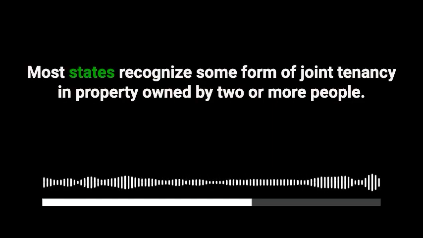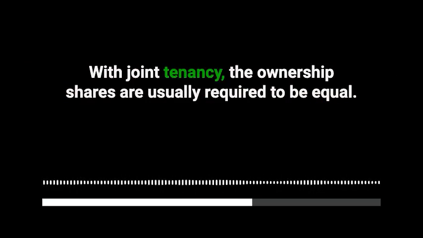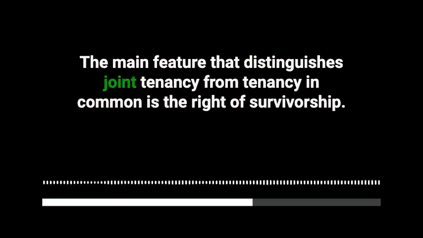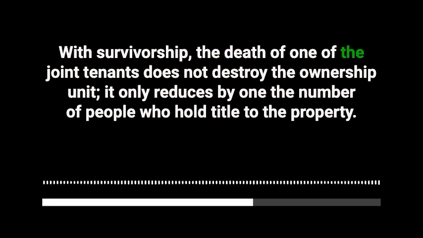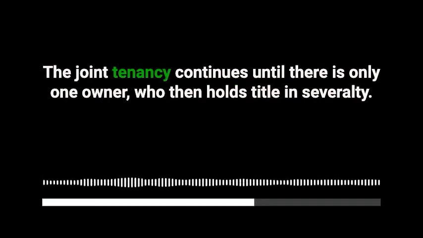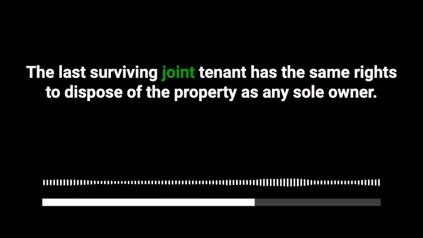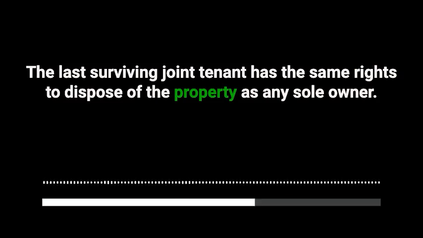Joint tenancy. Most states recognize some form of joint tenancy in property owned by two or more people. With joint tenancy, the ownership shares are usually required to be equal. A main feature that distinguishes joint tenancy from tenancy in common is the right of survivorship. With survivorship, the death of one of the joint tenants does not destroy the ownership unit. It only reduces by one the number of people who hold title to the property. As each successive joint tenant dies, the surviving joint tenant will acquire the interest of the deceased joint tenant. The joint tenancy continues until there is only one owner, who then holds title in severalty. The last surviving joint tenant has the same rights to dispose of the property as any sole owner.